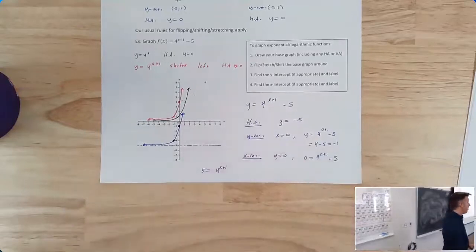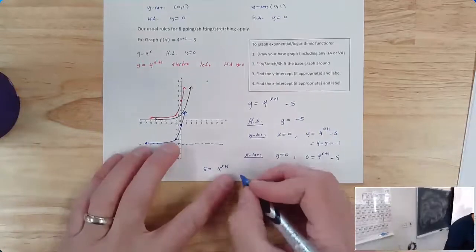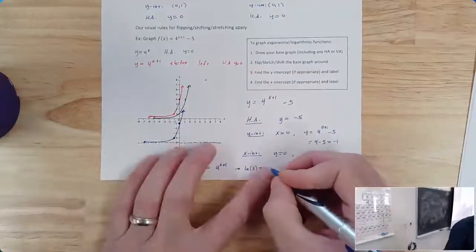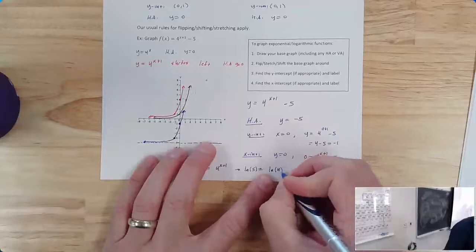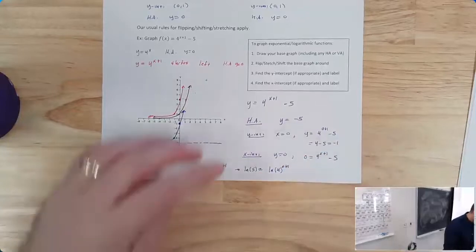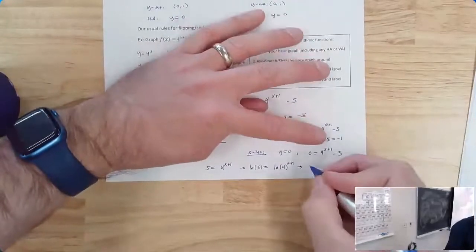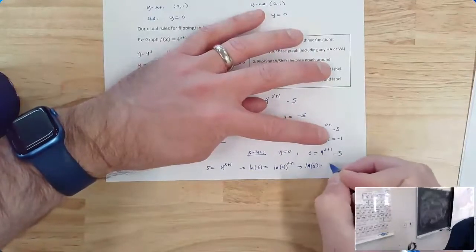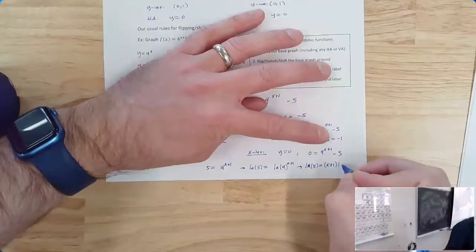And you could really use any logarithm you want here. You can either use log base 10 or natural log, or you could even use log base 4. I would probably default to natural log because that's my usual choice. But if you want to use a different log base, that's totally fine. I'm going to rewrite this as the natural log of 5 equal to the natural log of 4 to the x plus 1. I'm going to bring down the x plus 1. I'm going to run out of room. So that natural log of 5 equals x plus 1 times the natural log of 4.